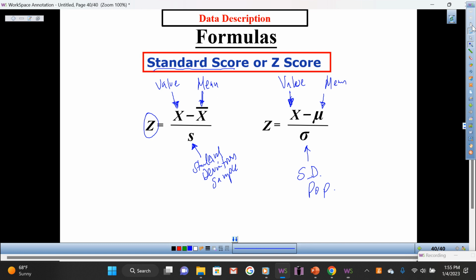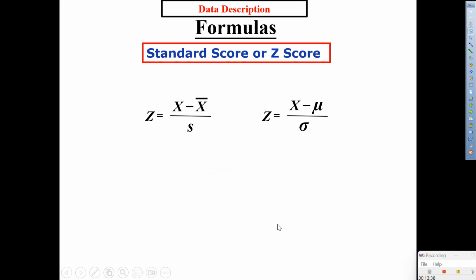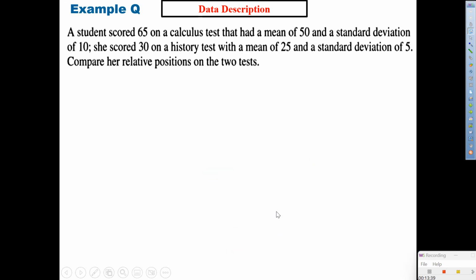Here we go. Example Q. Copy this one. And yes, copy the problem. It reads, a student scored 65 on a calculus test that had a mean of 50 and a standard deviation of 10. She scored 30 on a history test with a mean of 25 and a standard deviation of 5. Compare her relative position on the two tests. Copy that.